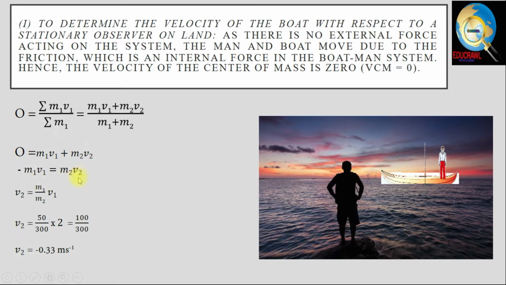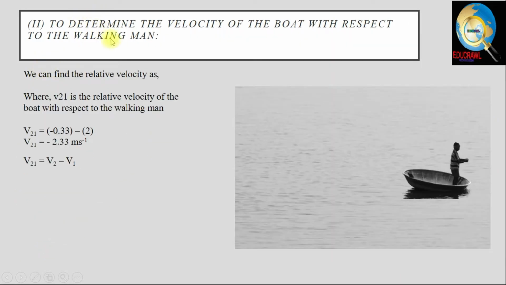We need to find v2. So, v2 is equal to minus m1 by m2 into v1. Now, substituting the m1, m2, v1 value from the given data, we have v2 is equal to minus 0.33 meter per second. Now we have to determine the velocity of the boat with respect to the walking man.